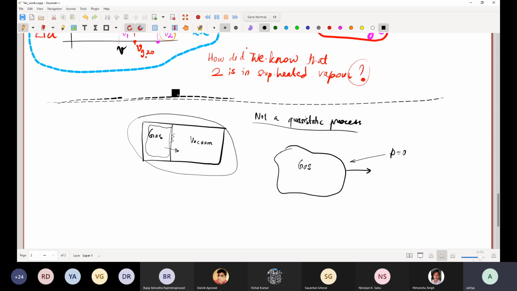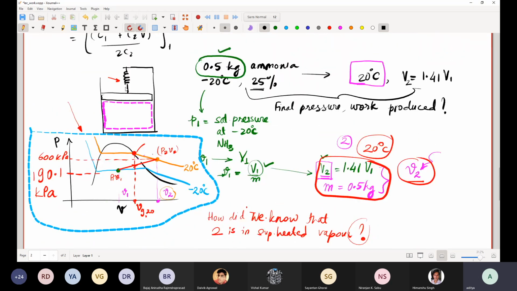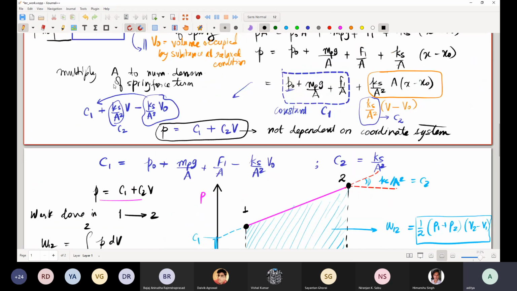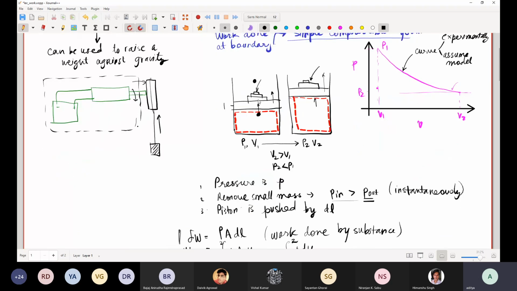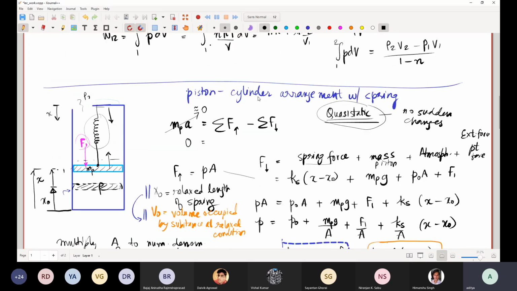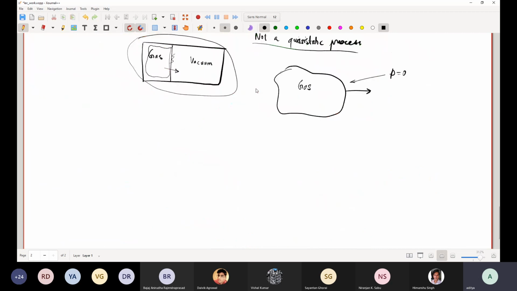In the earlier cases the back pressure is due to atmospheric pressure and the presence of the spring. In this case the back pressure is because of the weights put on the piston. Over here there is nothing, and hence the work done in such a case will be considered to be zero.